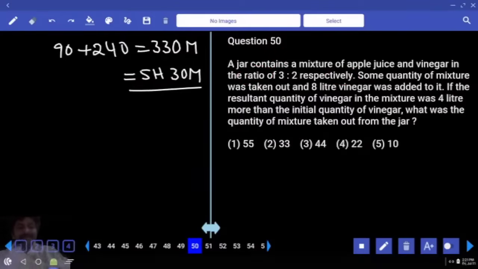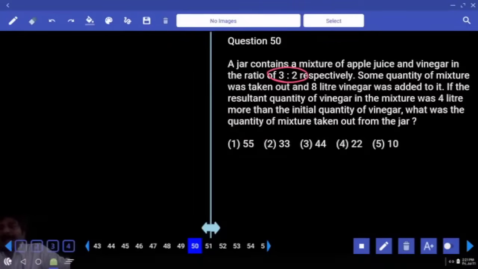A jar contains a mixture of apple juice and vinegar in the ratio 3:2 respectively. Some quantity of the mixture is taken out and 8 liters of vinegar was added to it. If the resultant quantity of vinegar in the mixture was 4 liters more than the initial quantity of vinegar, what was the quantity of mixture taken out from the jar?